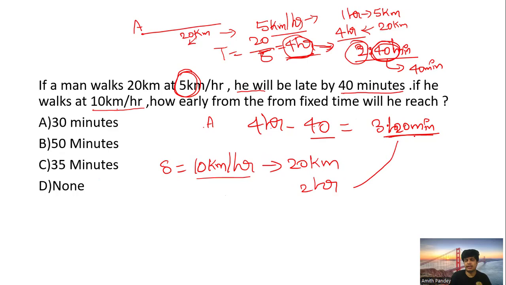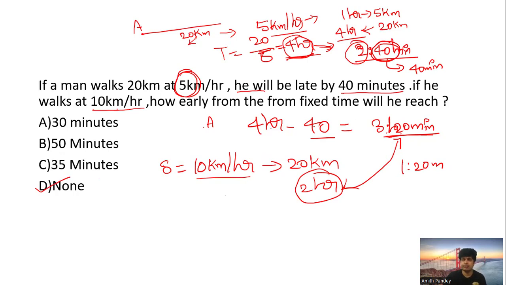But the actual time he has to reach is 3 hours 20 minutes. But he is reaching in 2 hours only. So what is the difference? How early is he going to reach? Yes. So 3 hours 20 minutes minus 2 hours. That is 1 hour 20 minutes. So which option? None. Okay. So sometimes you have to get ready with this as well.